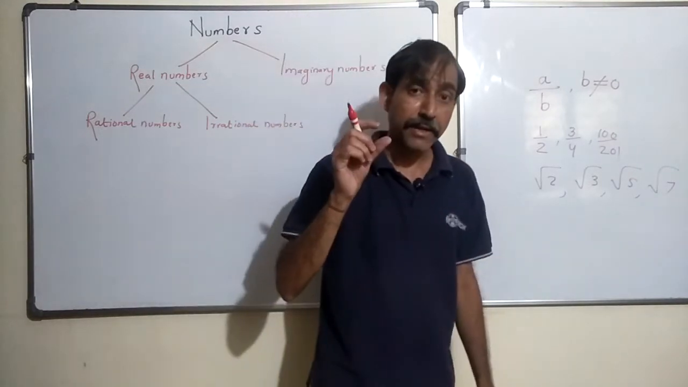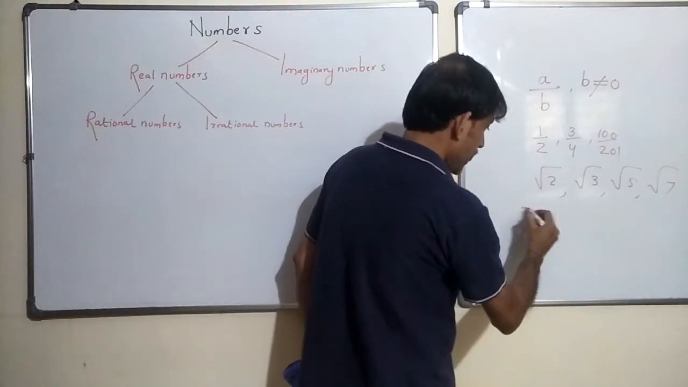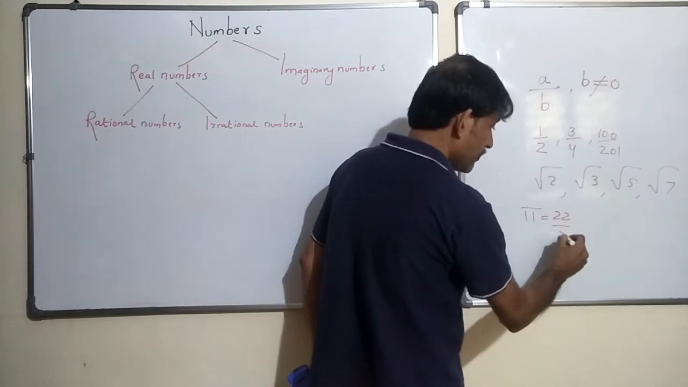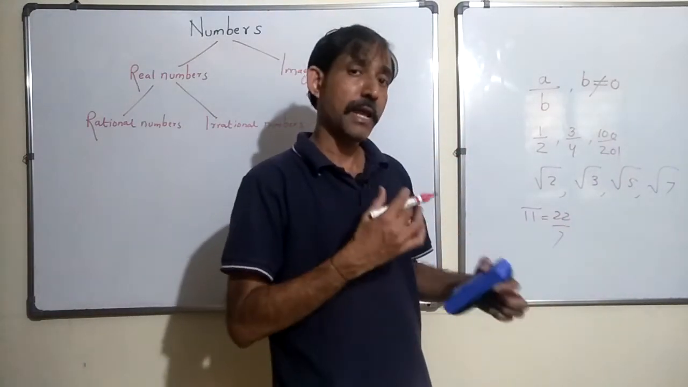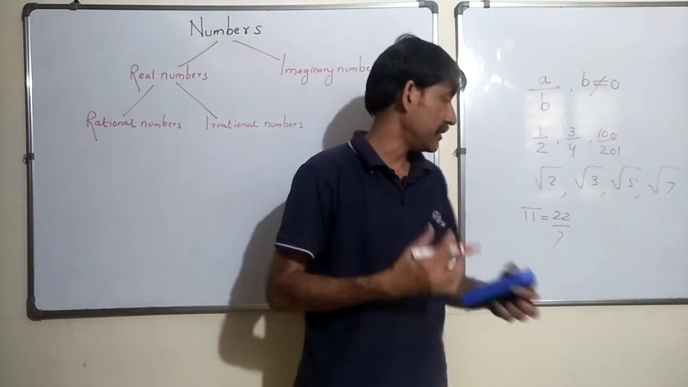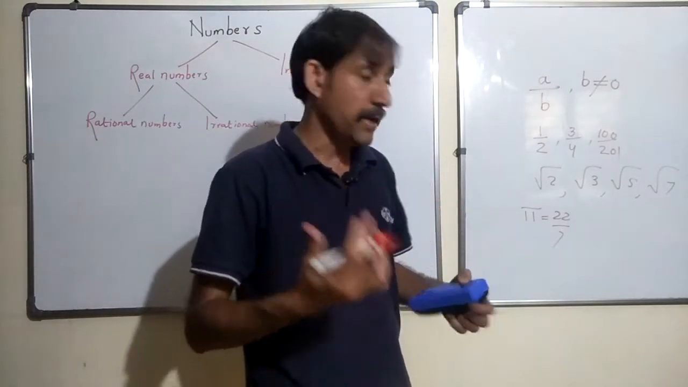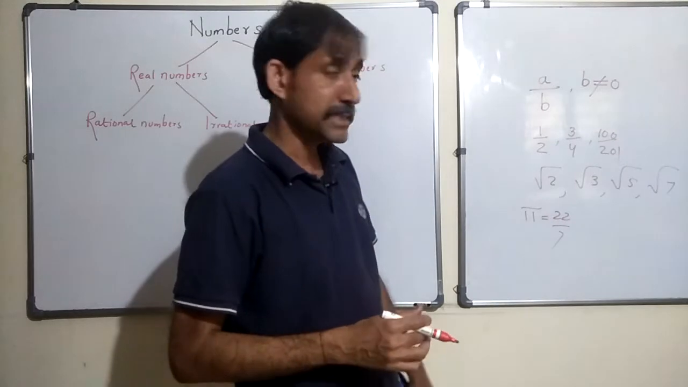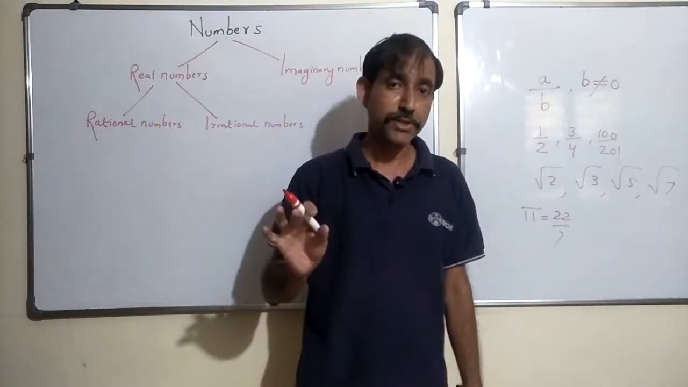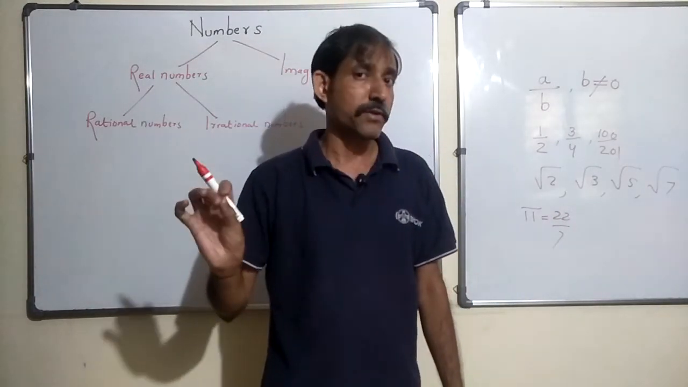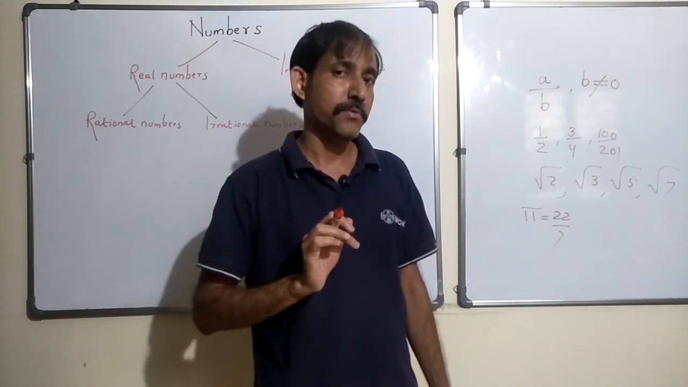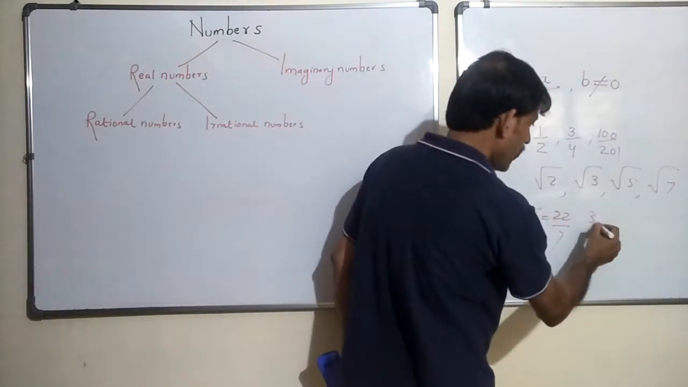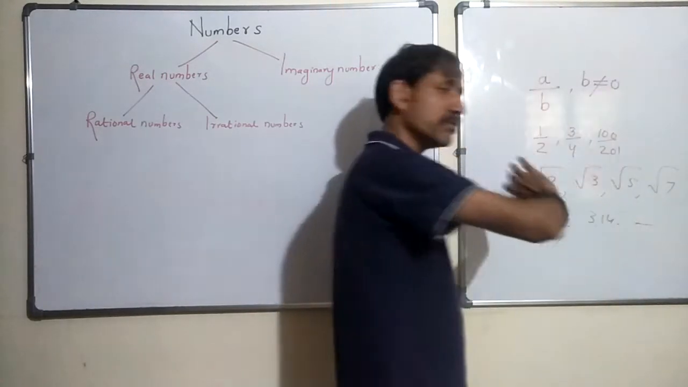Even pi, we say pi is equal to 22 by 7. Remember, in circles this is very important when we calculate the area of a circle or the circumference, 2 pi r. That pi we take as 22 by 7, but that is just an approximation. Pi is actually not 22 by 7. It's an irrational number of the form 3.14 dot dot dot, it goes on.